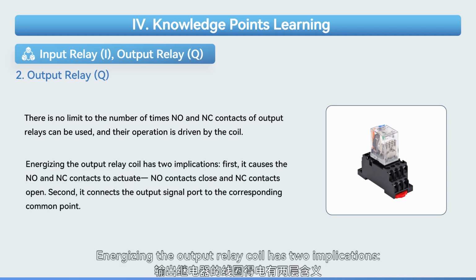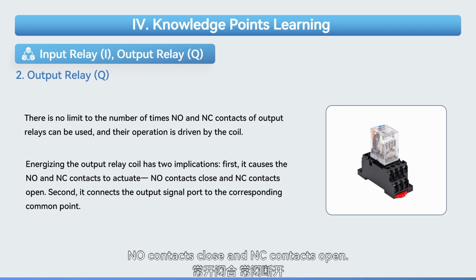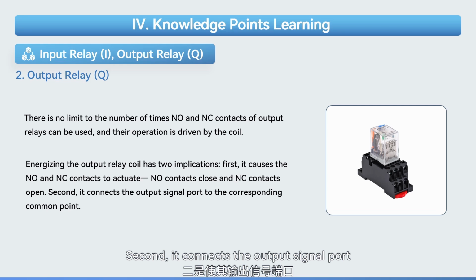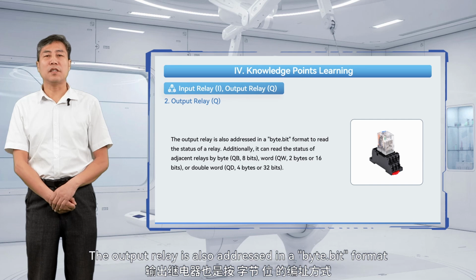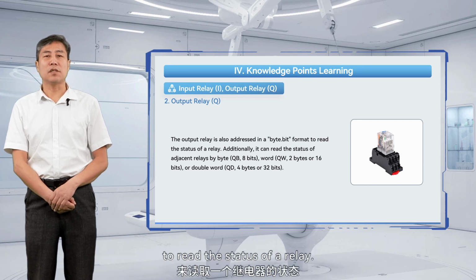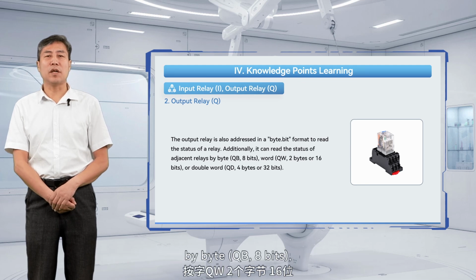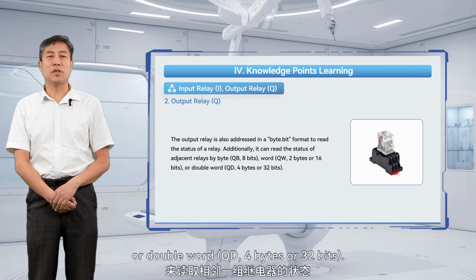Energizing the output relay coil has two implications. First, it causes the NO and NC contacts to actuate. NO contacts close and NC contacts open. Second, it connects the output signal port to the corresponding common point. The output relay is also addressed in a byte.bit format to read the status of a relay. Additionally, it can read the status of adjacent relays by byte, QB, 8 bits, word, QW, 2 bytes or 16 bits, or double word, QD, 4 bytes or 32 bits.